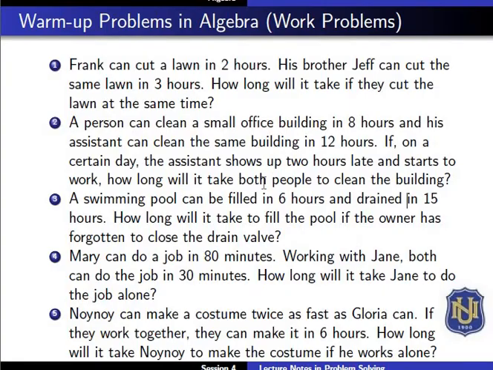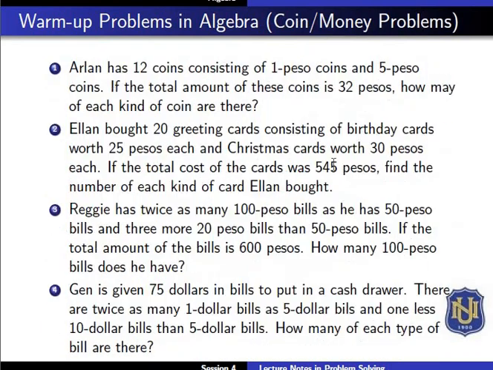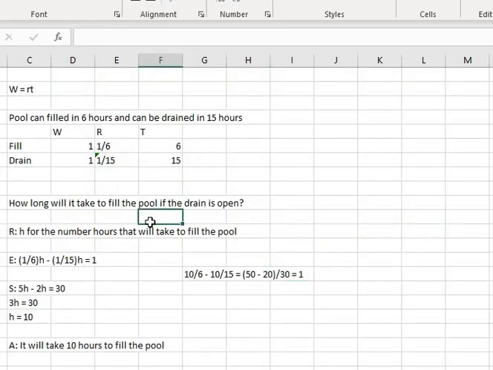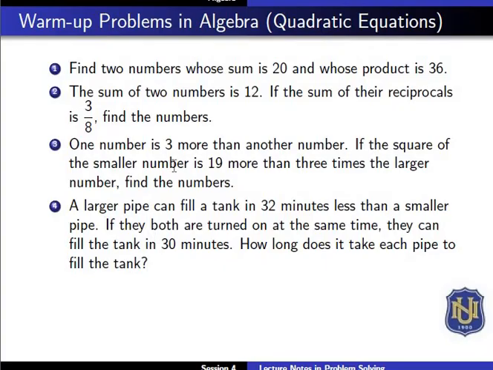Okay. So our last set of problems is on quadratic equations, and as I mentioned earlier, we'll be solving the third one. So let's solve that quadratic equation. One number is 3 more than another number. If the square of the smaller number is 19 more than 3 times the larger number, find the numbers.